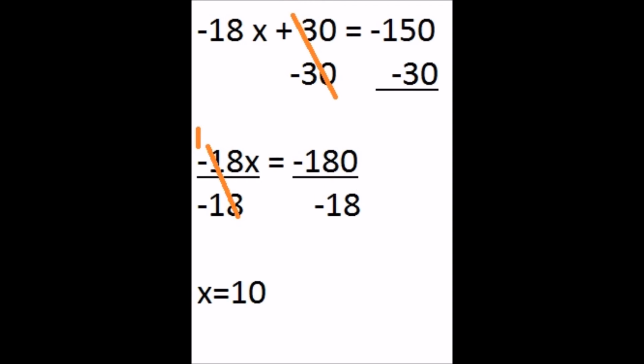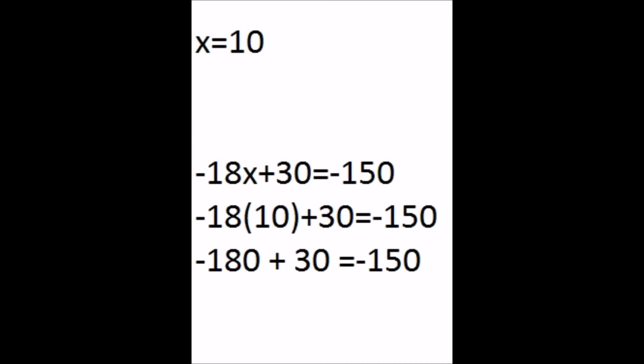Now, the next step that we're going to do is plug it back in to make sure that we are correct in our thinking and that our calculations were on point. So we have x equals 10, and then you go back to your first original equation and you put the 10 in where the x was, and you end up with a negative 180 plus 30 equals a negative 150. Since we have a negative and a positive, you subtract, and it will equal a negative 150.